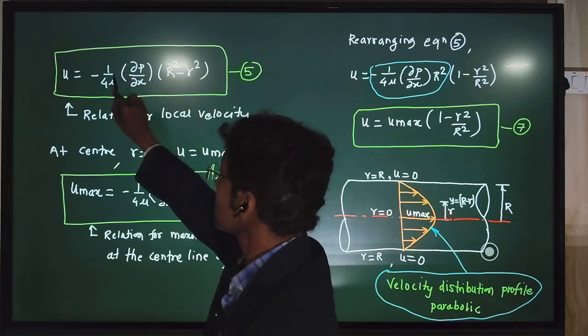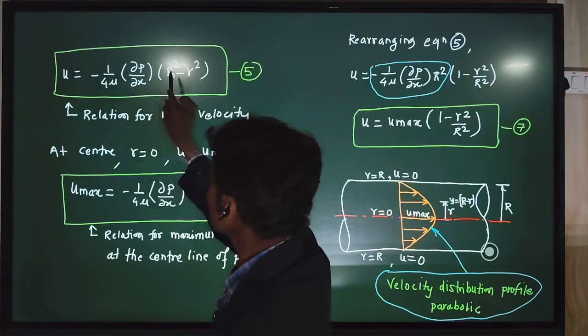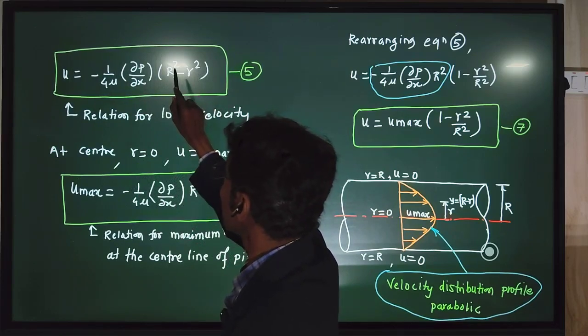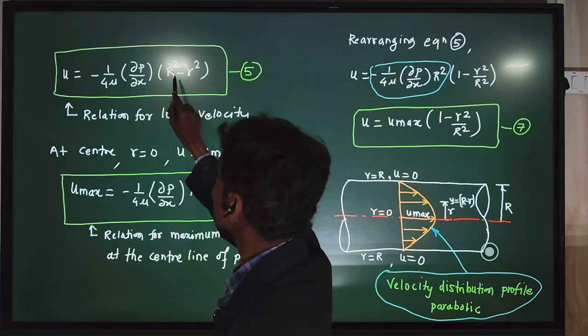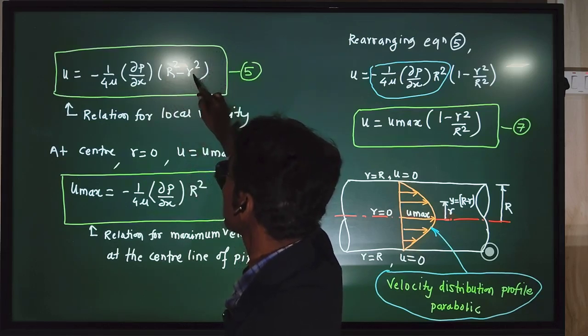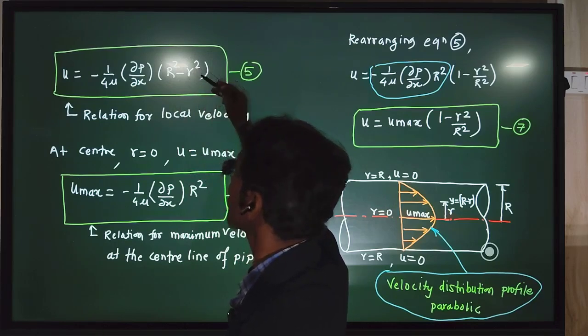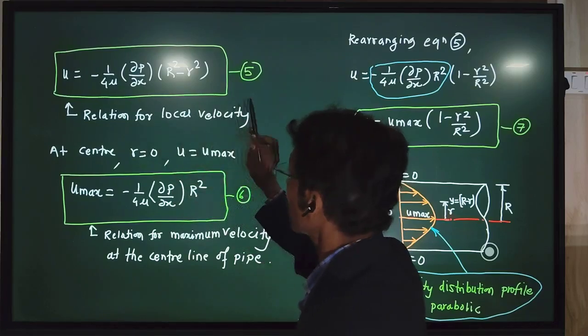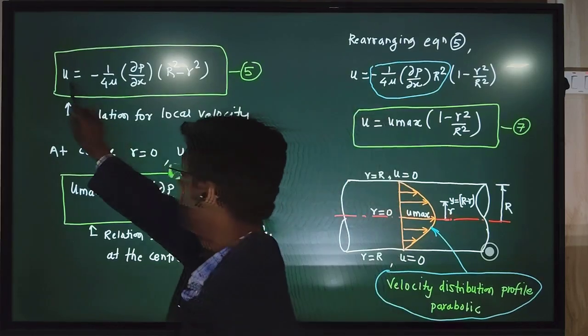As we took this term along with the minus sign, that is why we find the expression in the form of larger radius minus smaller radius. Capital R square is the full radius and small r square is the small radius of the fluid element. So this is the relation for local velocity u.